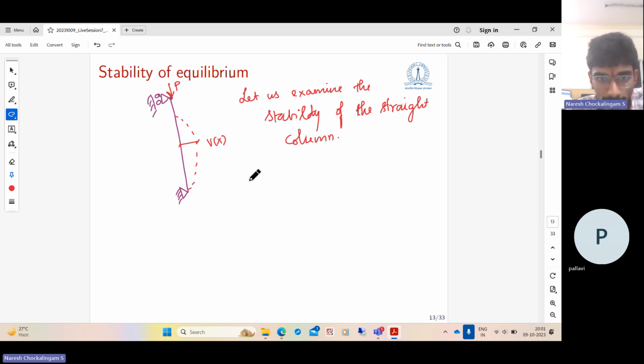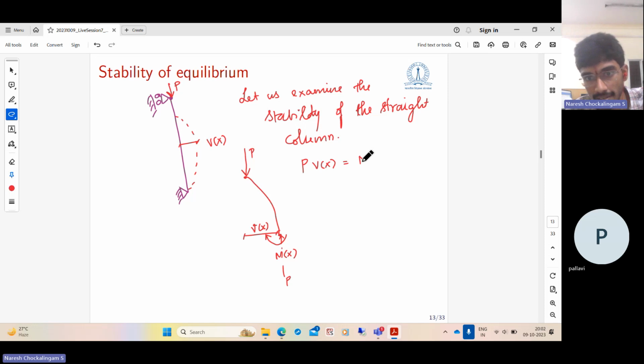In that case, what will we get if we write the equilibrium? So you have something like this. There will be a bending moment in this direction. Let's call it M of x. It's a force P. Because of vertical equilibrium, there will be an equal and opposite force P. And at this point, the displacement is v of x. If you write down the equilibrium, there's a counterclockwise couple, which is P times v of x, equal to what? M of x.